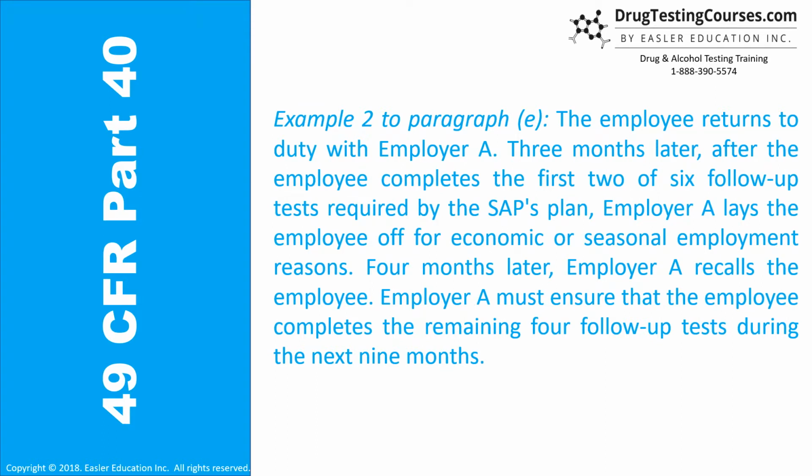Example 2 to paragraph E. The employee returns to duty with employer A. 3 months later, after the employee completes the first 2 of 6 follow-up tests required by the SAP's plan, employer A lays the employee off for economic or seasonal employment reasons. 4 months later, employer A recalls the employee. Employer A must ensure that the employee completes the remaining 4 follow-up tests during the next 9 months.